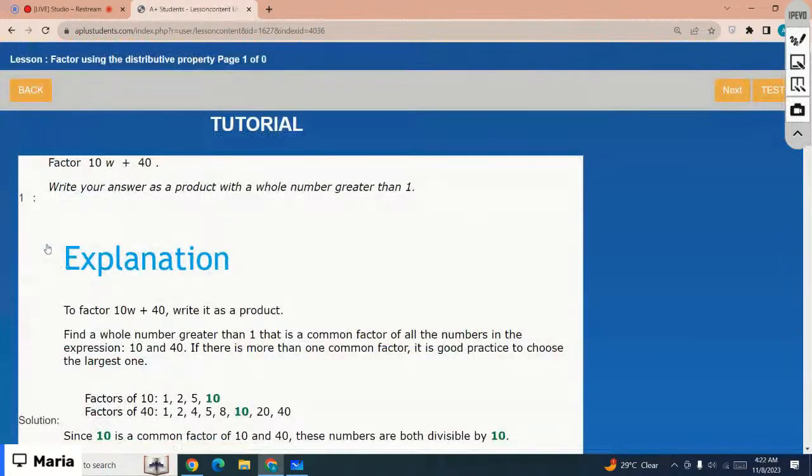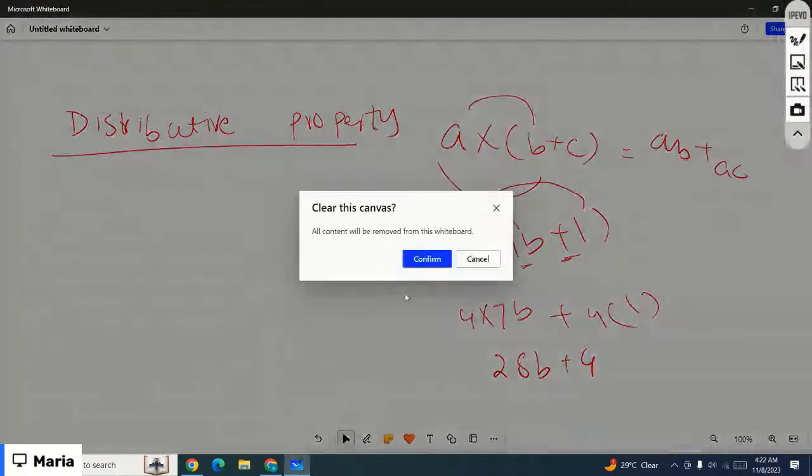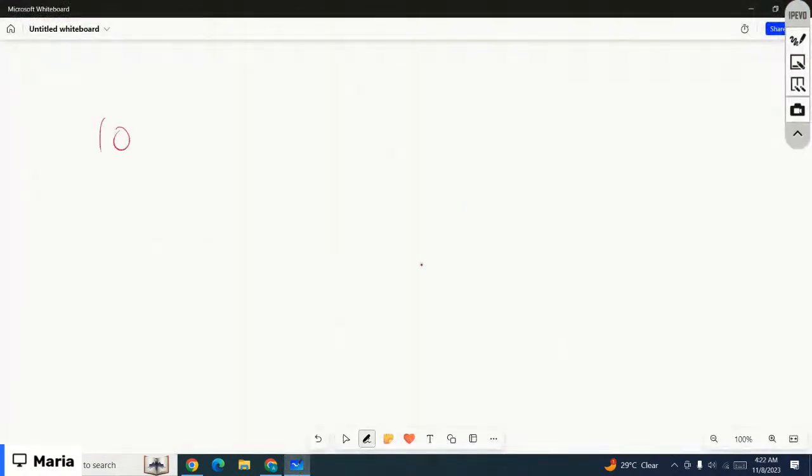So when you are given the mathematical expression 10w plus 40, you have to factor this one, right? So you can see you have 10 and 40, right? Both 10 and 40 are multiples of 10. So you can take common 10 from here. It would be 10w plus 40, right? 10 and 40, they both are divisible by 10, right? That means you can take common 10.